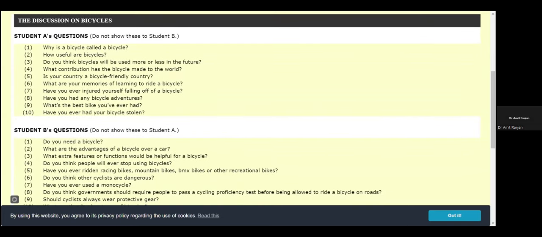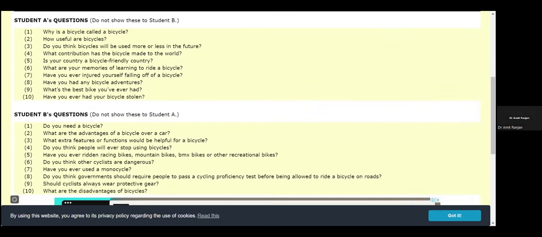Why is a bicycle called a bicycle? For that, you will have to go either to the dictionary or back to eslvideo.com. How useful are bicycles? Do you think bicycles will be used more or less in future? What contribution has the bicycle made to the world? Is your country a bicycle-friendly country? And so on and so forth.